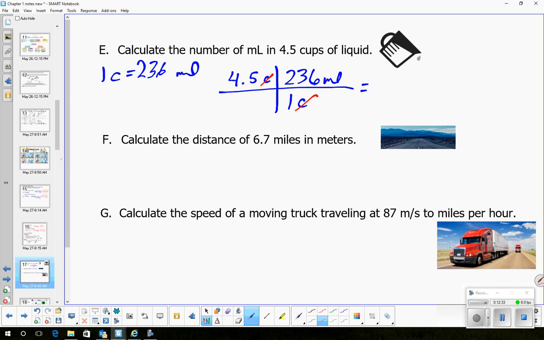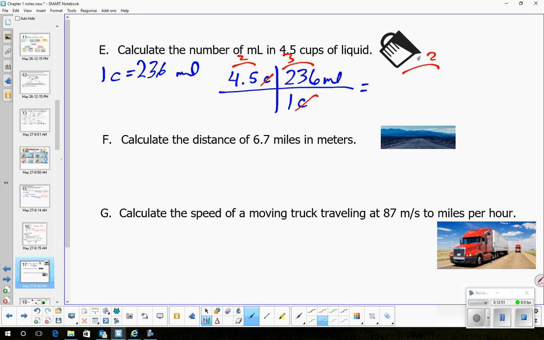Take this times this. Now, how many significant figures do I have here? 2. How many do I have here? So when I multiply or divide any significant numbers, I always end up with the least amount. So I can only report over here 2 significant figures.